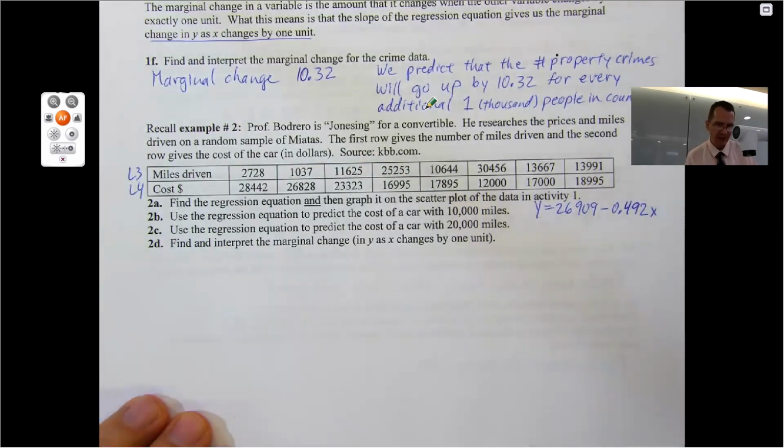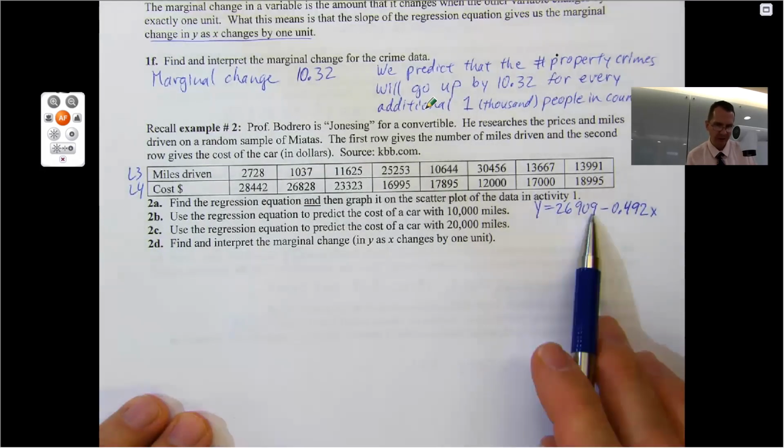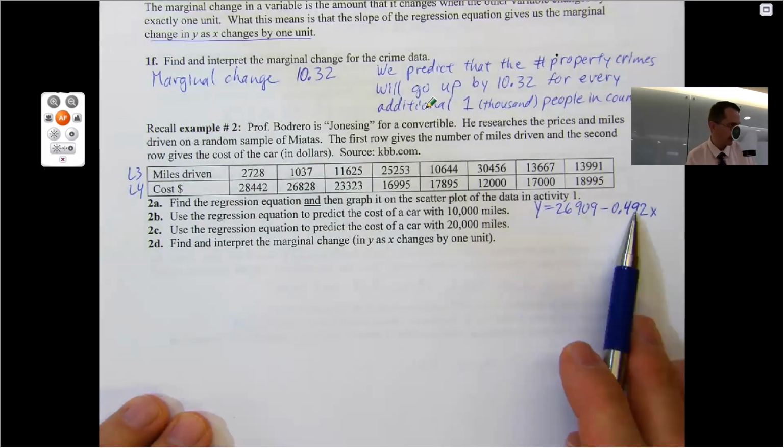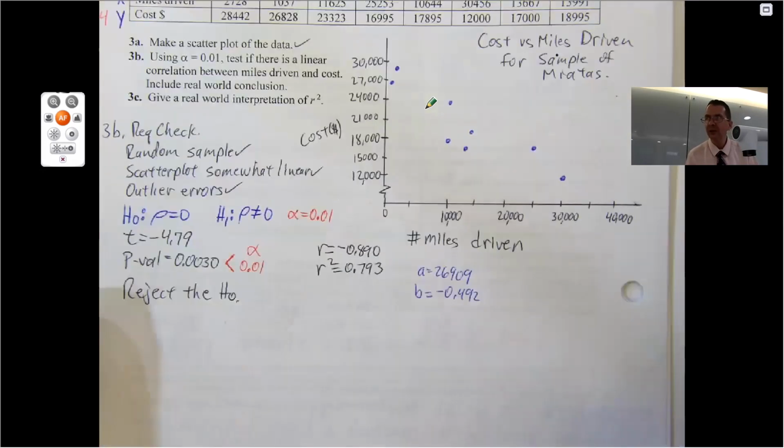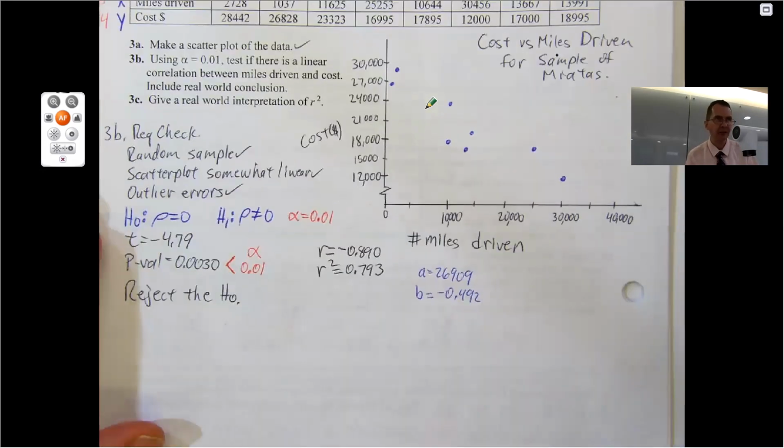I will try to tell you, in this case, we'll take this to the nearest dollar and this to the nearest thousandth. But on a test, I'll try to tell you. Now, if we looked at our graph from last time, would it be good to make a prediction of the cost for a car that's driven 10,000 miles?